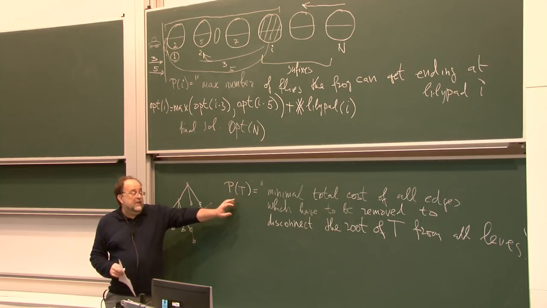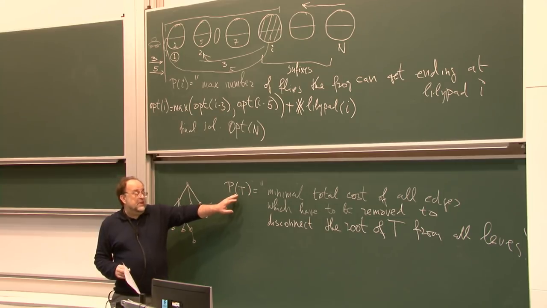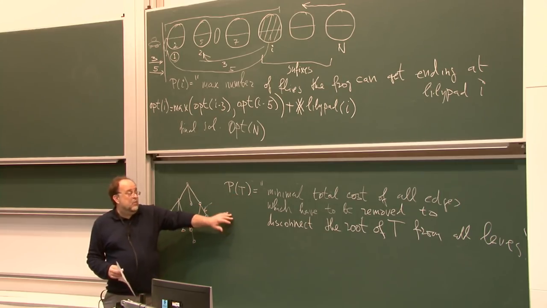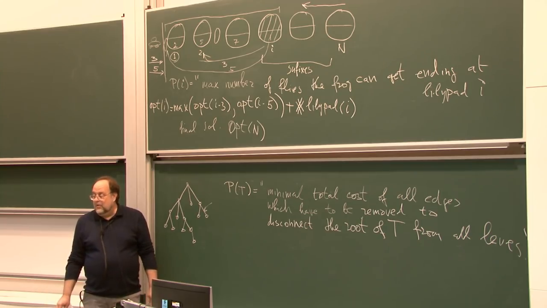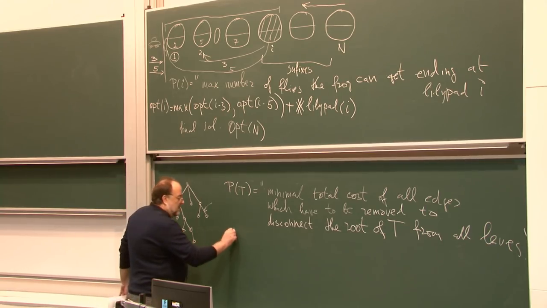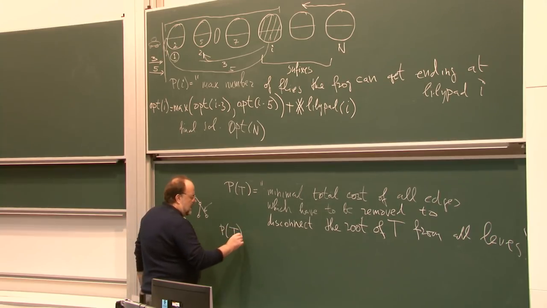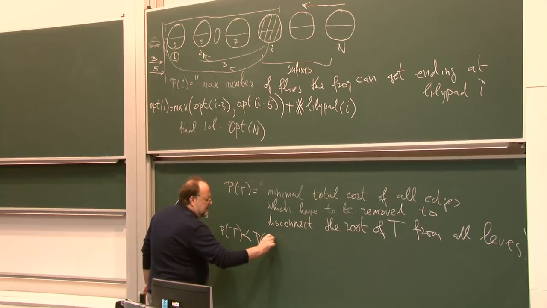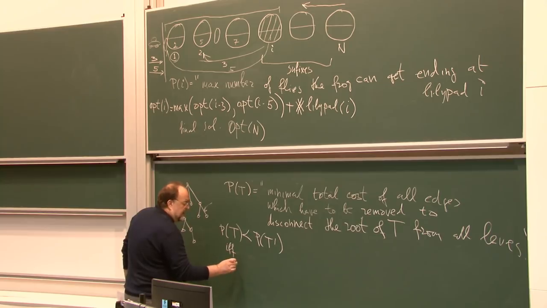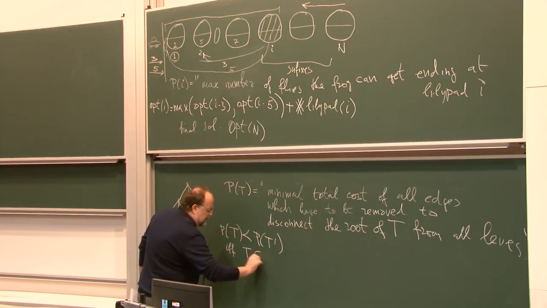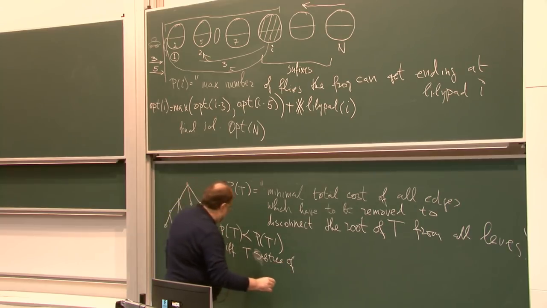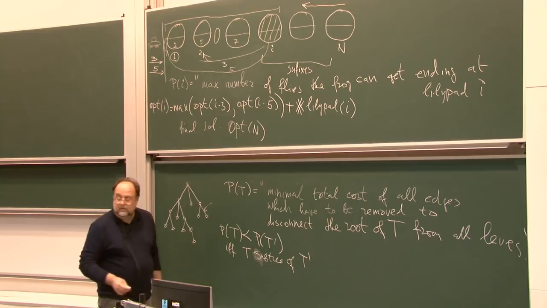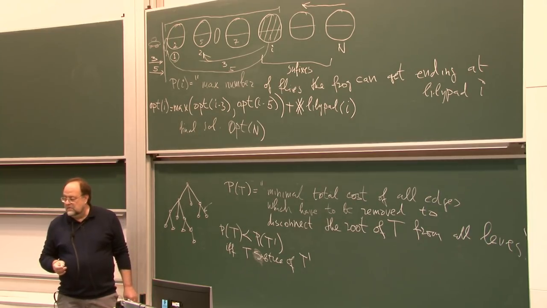In what order will you do the recursion? When does a problem have to precede another problem? It's a partial ordering. So when? Children go first, right? So P of T has to precede P of T prime if and only if T is a subtree of T prime. Would it be enough on the exam just to say start from children, or would we have to write something more formal like that?